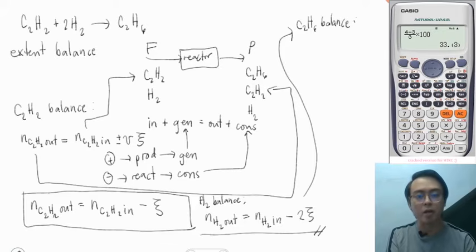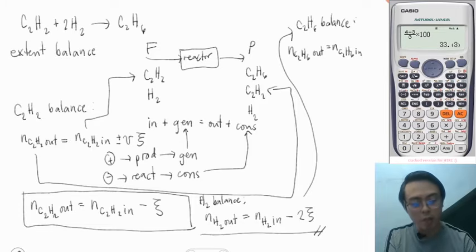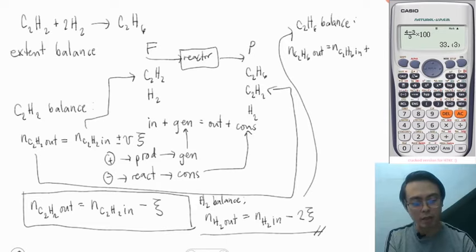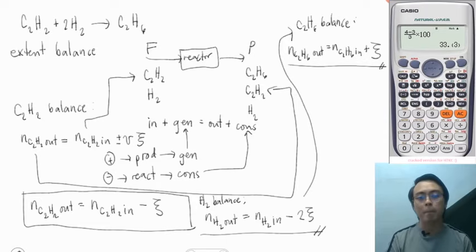It's just the same as the previous balances. The number of moles of C2H6 going out is equal to the number of moles of C2H6 going in. And then is it plus or is it minus? So in this case, it's plus because it's a product. Plus, the coefficient is 1 multiplied by extent. So this is our C2H6 balance.